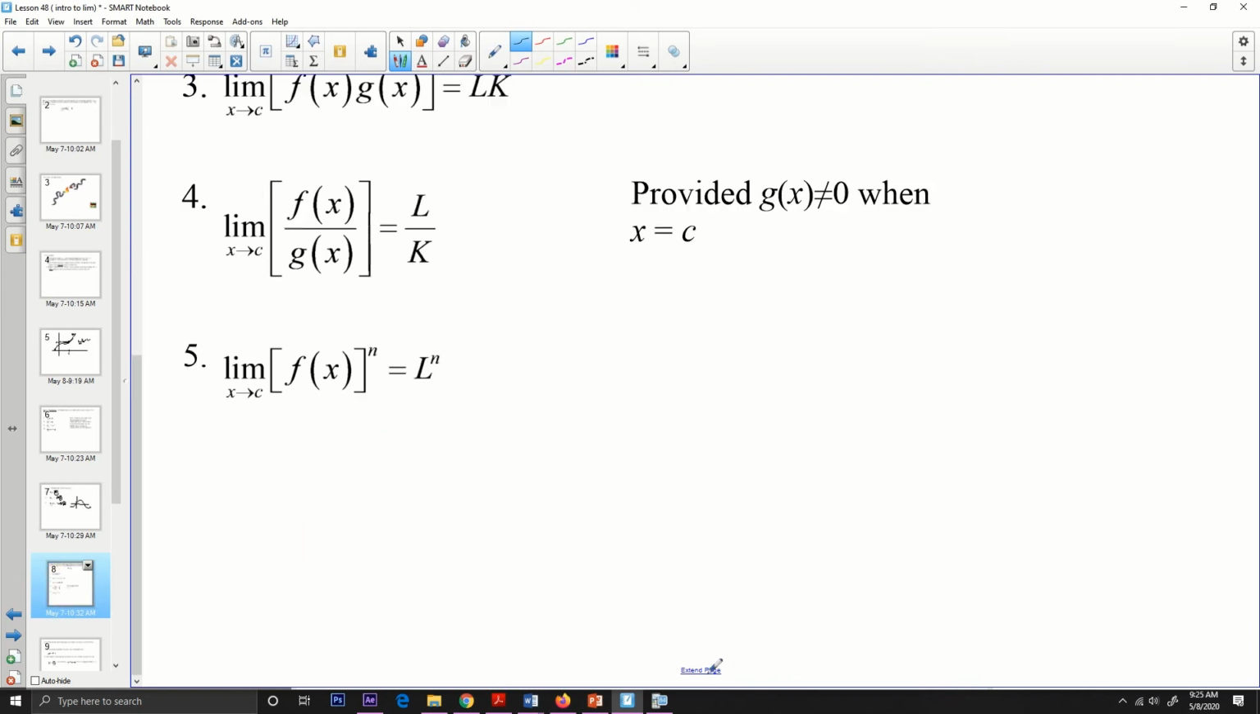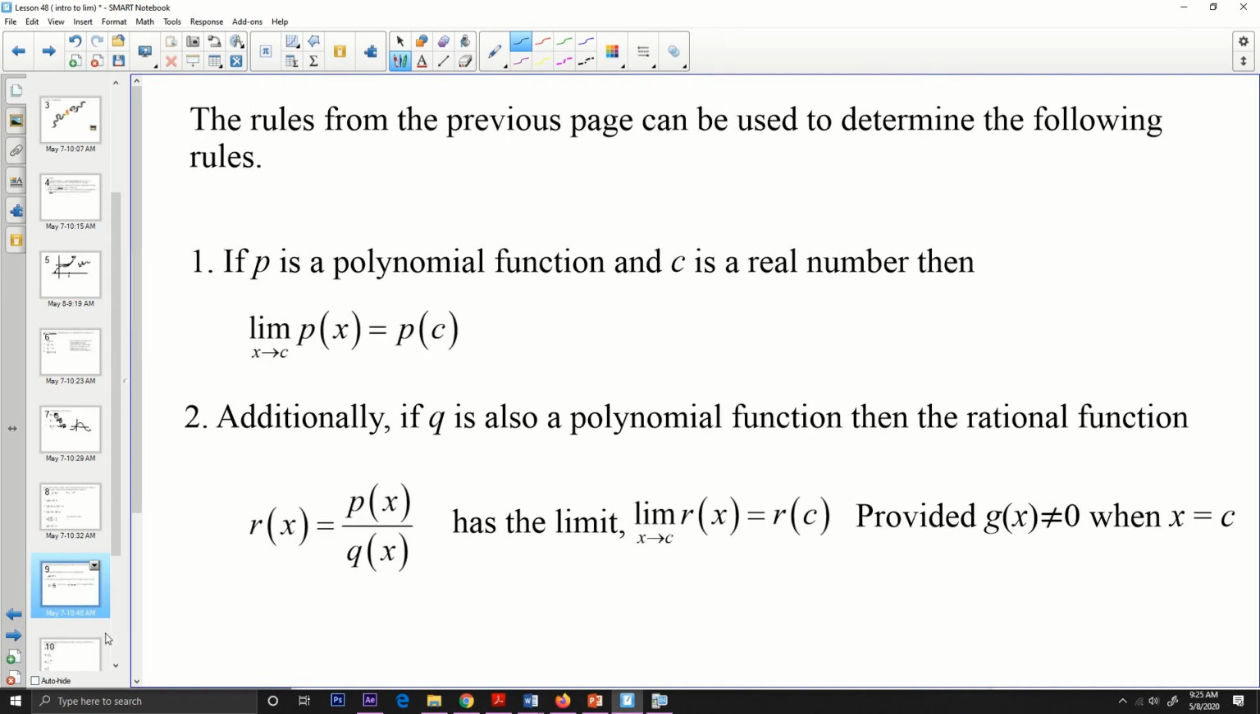And then finally, the limit as x goes to c of some function raised to a positive integer power will be the limit raised to that positive integer. And so some conclusions for that: if p is a polynomial function, and we've done a lot of polynomial functions this year, linear functions, quadratic functions, those are all examples of polynomial functions, and c is a real number, then you can use direct substitution to evaluate that polynomial function to get the limit.